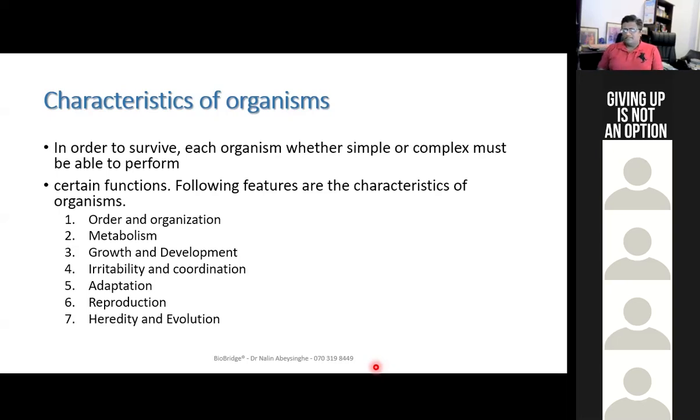Discuss the characteristics of organisms. 150 marks essay question. So you have to mention 1, 2, 3, 4, 5, 6, 7. And there are simple things to mention. When you are going through, you can see there are only simple things you have to mention. We'll see one by one. Okay. So in order to survive, each organism, whether simple or complex, must be able to perform certain functions. The following features are the characteristics of organisms.